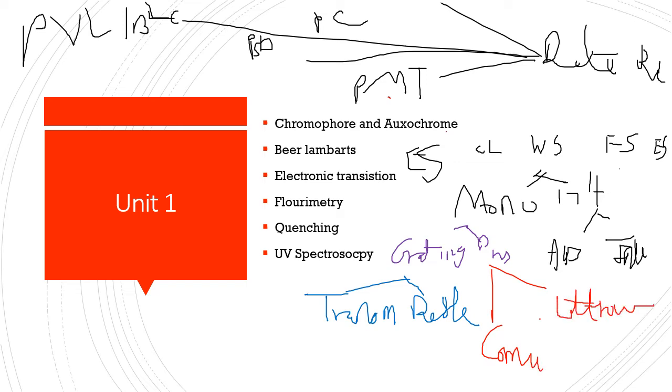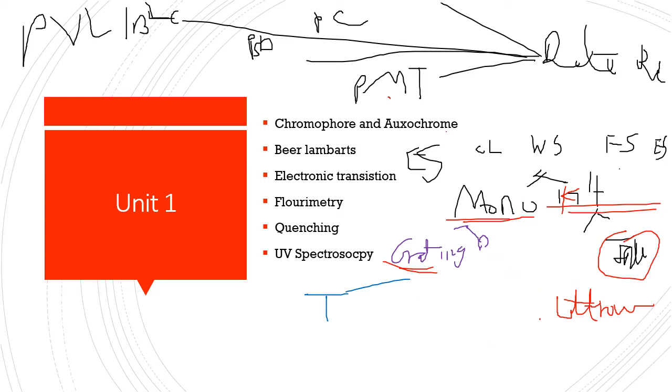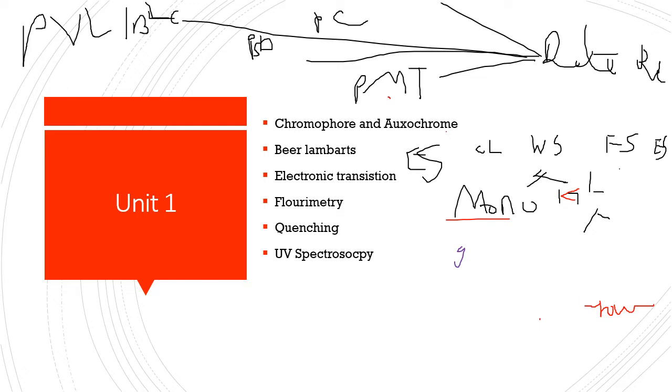Now you have to study the difference between gratings and prisms. You have to study the difference between monochromators and interference filters, you can say. You have to study the difference between absorption filters and interference filters. There's a difference in the narrow bandwidth, in the throughput efficiency. So that you have to study. That is very, very important.